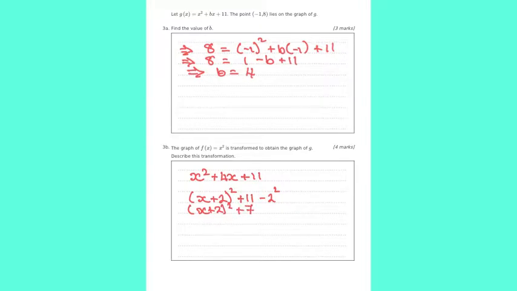That means x squared has been moved 2 squares left and 7 squares up. Don't use the word move, sorry, use translated.